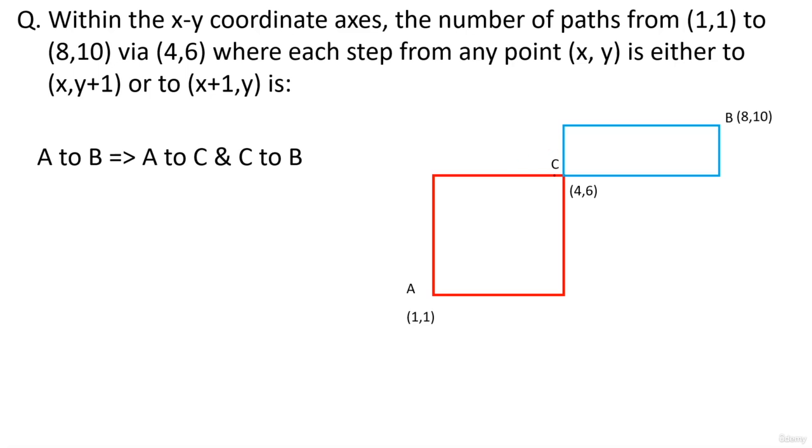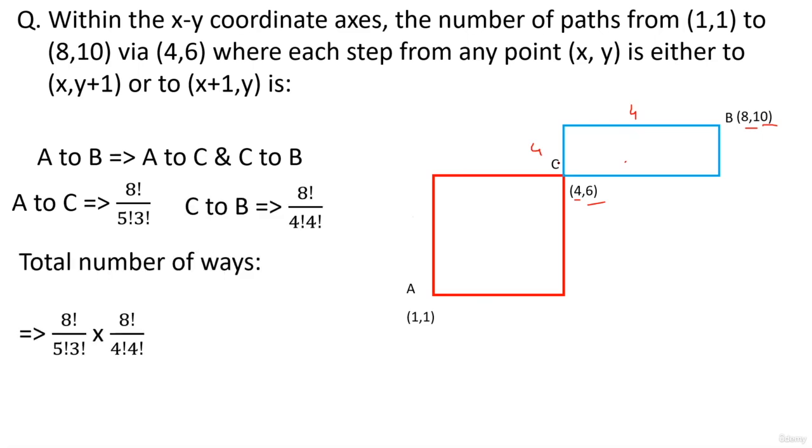Okay, in A to C, guys, x changes from 1 to 4, so you are going 3 steps, right? And y changes from 1 to 6, so you are going 5 steps, right? So the number of ways of travelling is 5 plus 3, 8 factorial divided by 5 factorial 3 factorial, right? In the same way, when you go from C to B, x is changing from 4 to 8, meaning you're going 4 steps towards the right, and y changes from 6 to 10, again 4 steps, right? So 4 plus 4 is 8 factorial divided by 4 factorial 4 factorial, right?